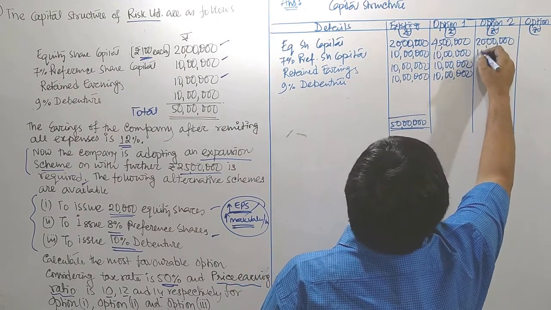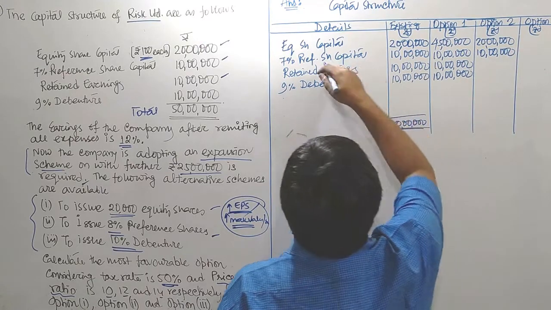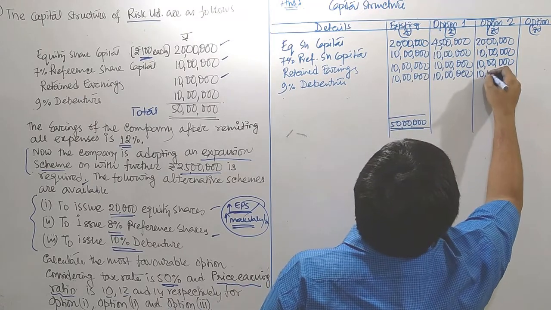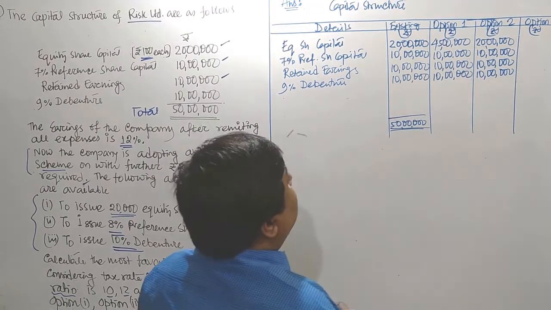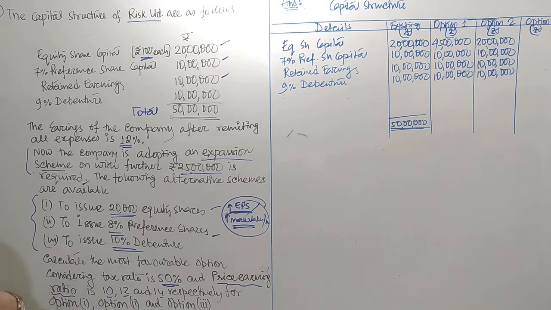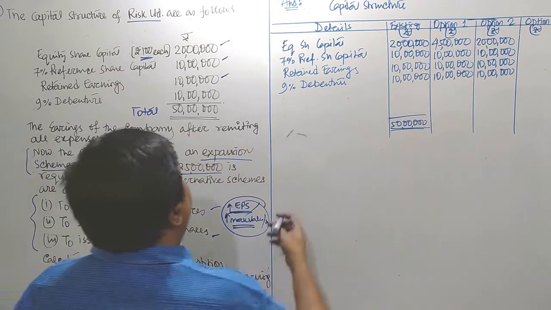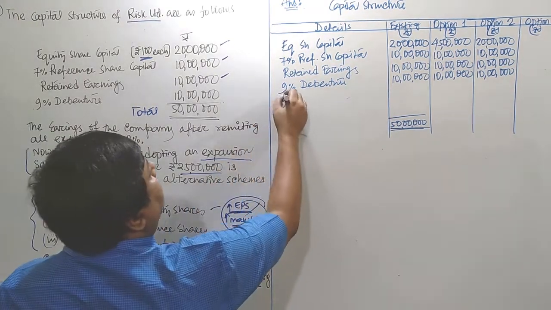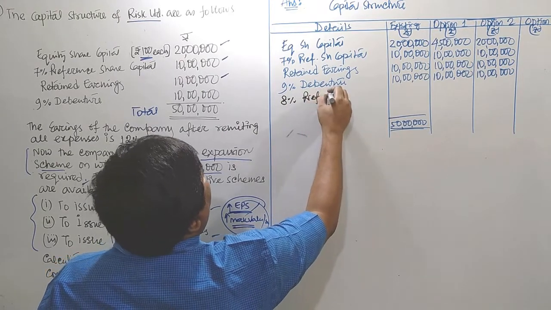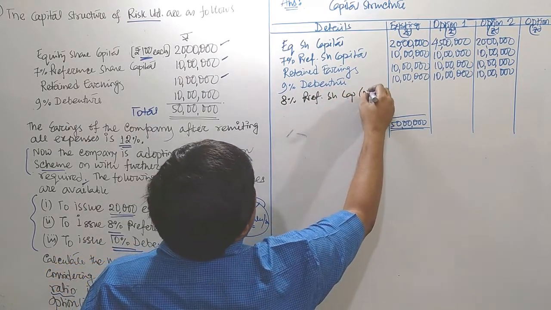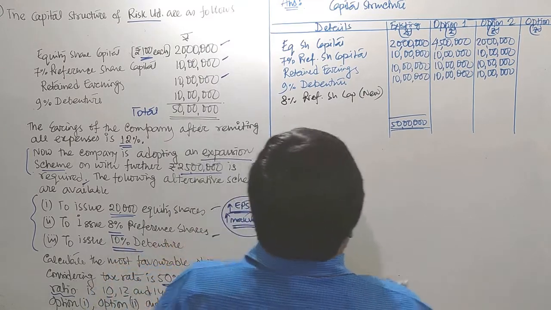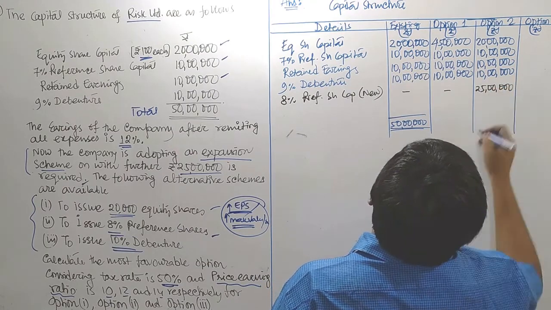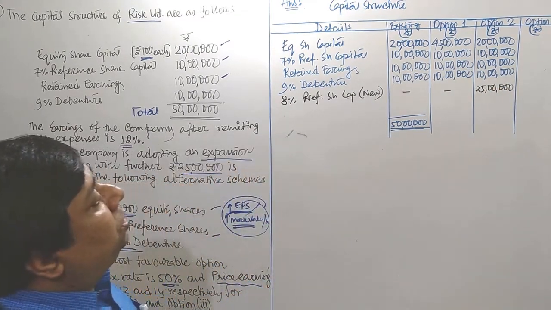Preference share capital, 7% preference share capital, remains 10 lakhs. Retained earnings remain 10 lakhs. 9% debenture remains 10 lakhs as well, and the excess 25 lakhs which the company required, the company collected by issuing 8% preference shares. I must write over here 8% preference share capital, which is new, which the company is going to issue, and the company can collect in that case another 25 lakhs. Okay, option 2 is over.